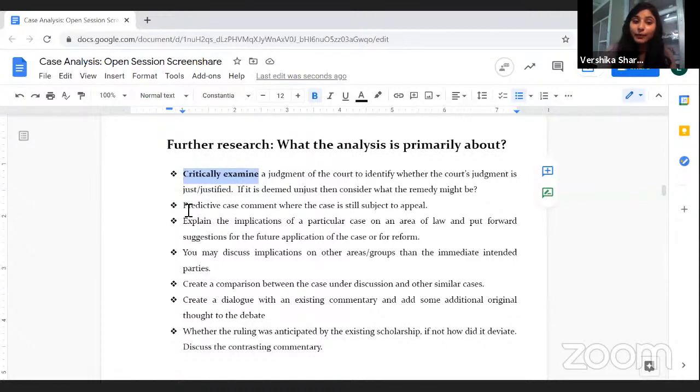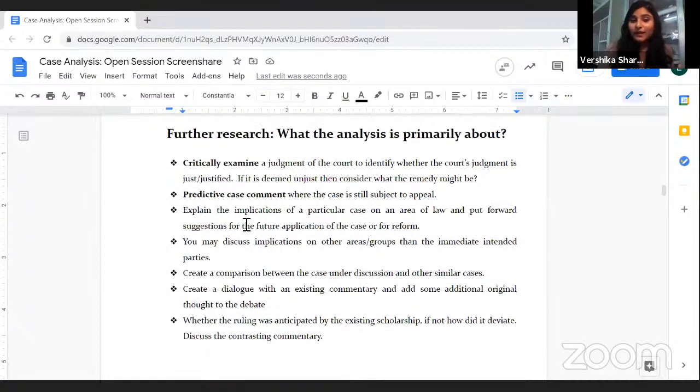The second thing is a predictive case comment. Suppose it is a judgment which has not been pronounced and is still ongoing, then in that case you can read about the arguments of the parties and try to predict which direction the court might go, and on what grounds you are saying this. So a predictive case comment is another type.